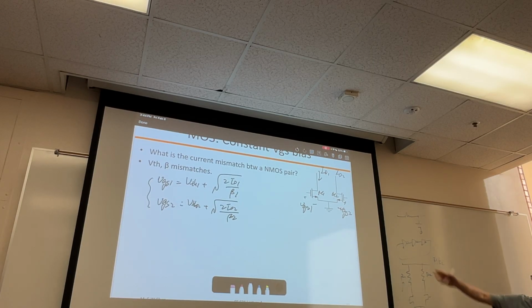Okay, so if I do a current mirror, right? So what is a current mirror? You tie the gates together, right? Gates together. So your VGS1 equals VGS2. Do you agree? Because I do the current mirror. Okay, so that means that your VTH1 plus square root of 2ID1 over beta1 will be equal to VTH2 plus square root of 2ID2 over beta2.